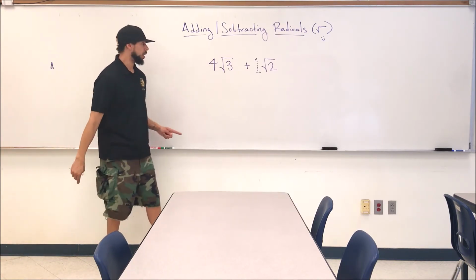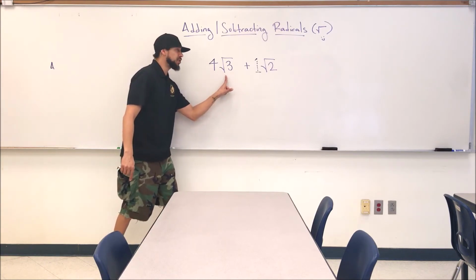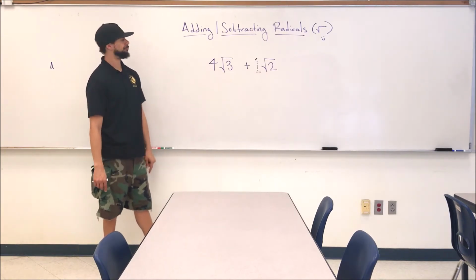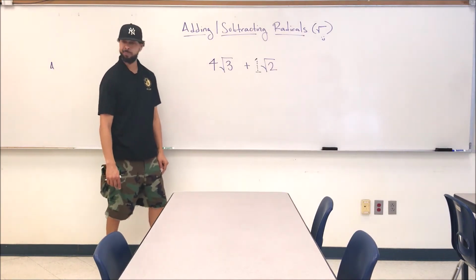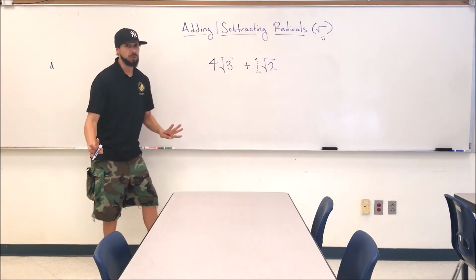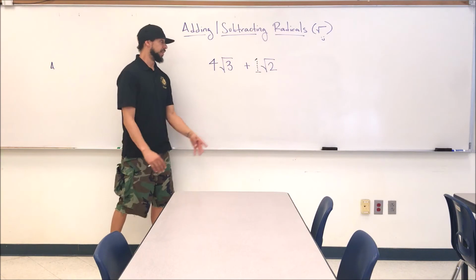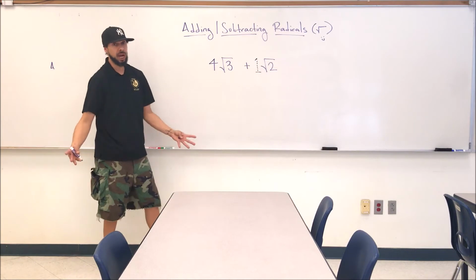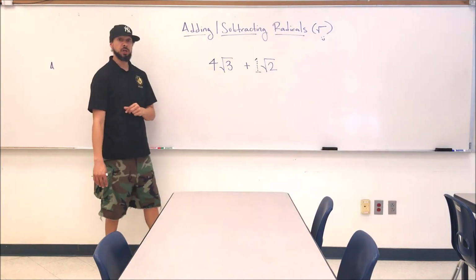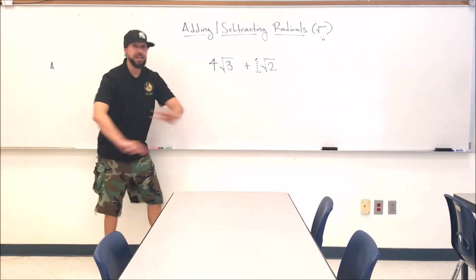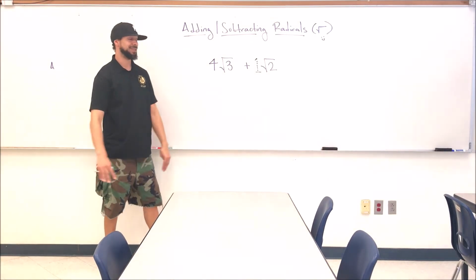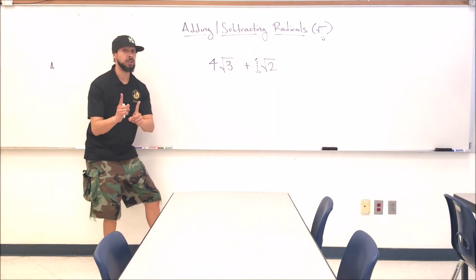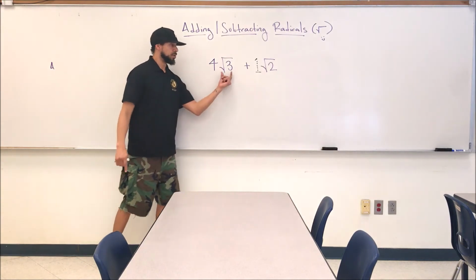Okay. However, if I have a square root of 3 and I try to add to it a square root of 2, are those the same square roots? No. So, there's nothing we can do here. This is as simplified as it can get. I cannot combine these two things together because they are different square roots. You cannot add together 2 square roots that are different. However, sometimes you might be able to simplify.